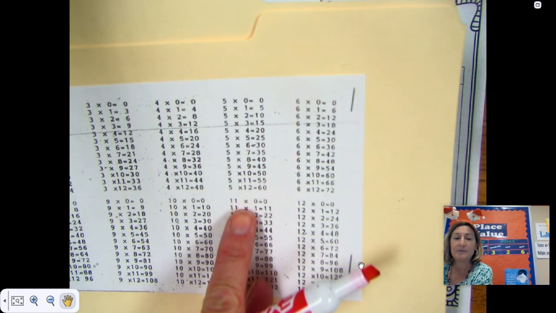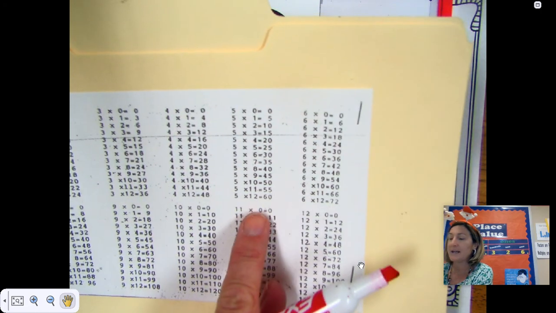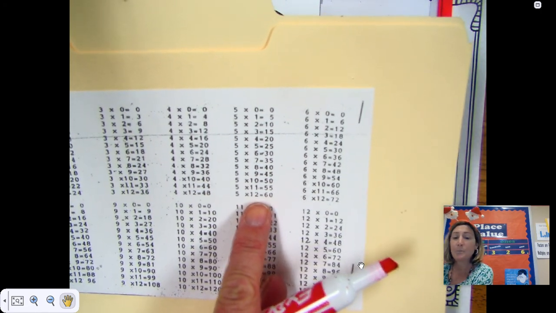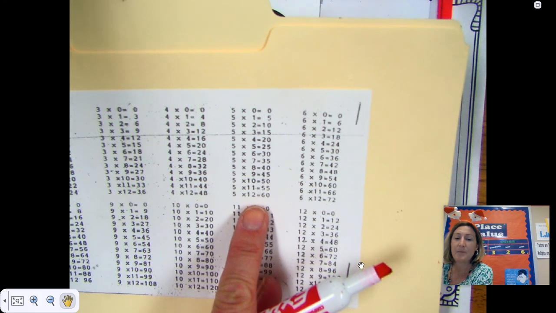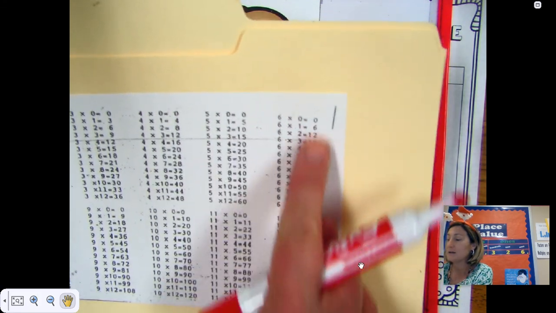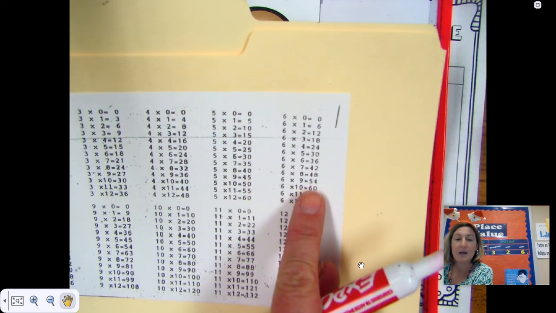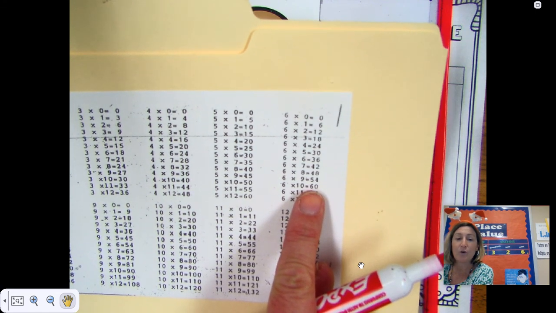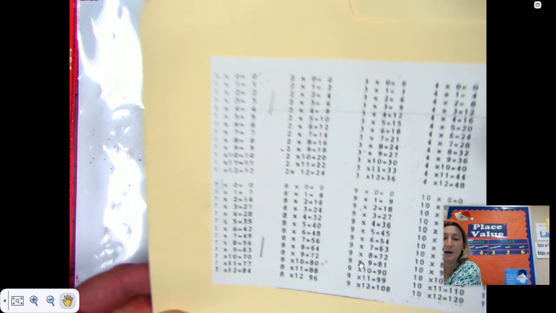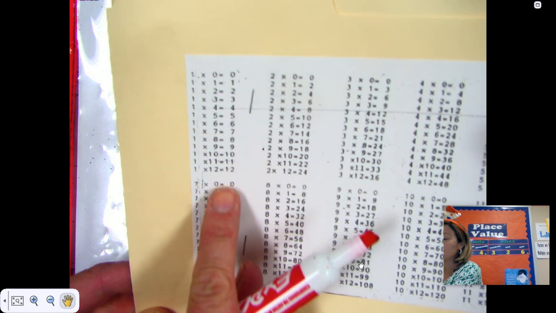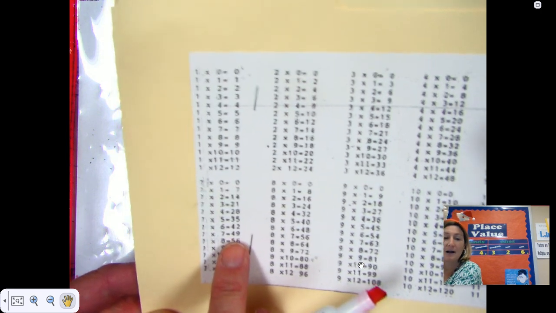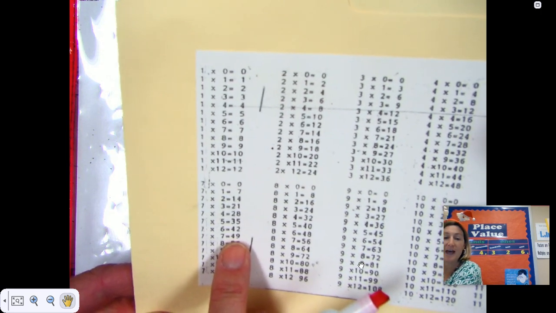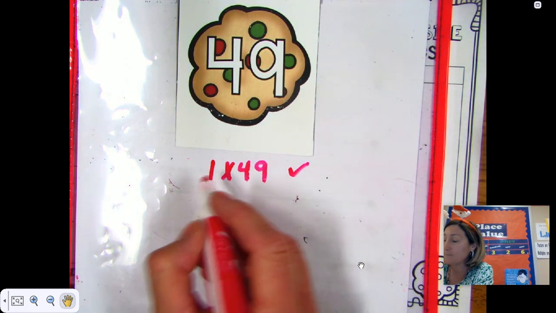So let's try our 5s. Do we see 49 here when we count by 5s? Nope. 5 cannot be multiplied by any number to get 49. Let's check our 6s. We get 48, but there's not 6 times anything to equal 49. Let's go over to our 7s. Let's go down our chart. Aha! I found 49. 7 times 7 is equal to 49.